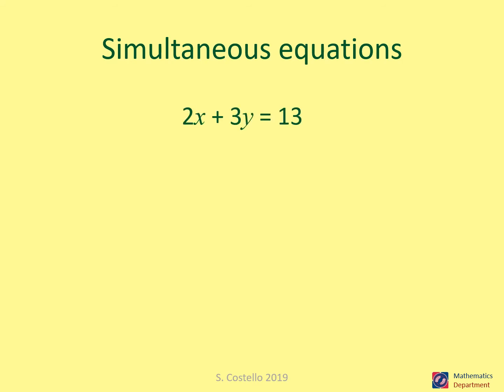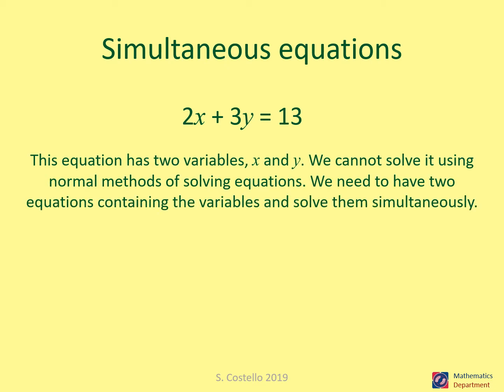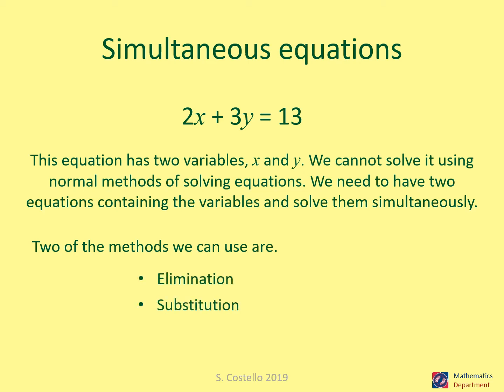Right, here we have an equation, 2x plus 3y equals 13. This equation has two variables, x and y. We cannot solve it using our normal methods of solving equations. We need to have two equations containing the variables and solve them simultaneously at the same time. Two of the methods we can use are elimination and substitution.